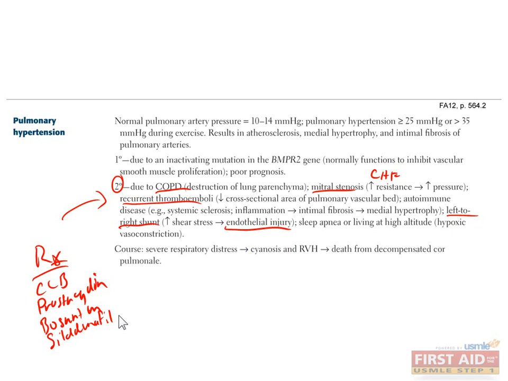Now over time you're going to get complications from pulmonary hypertension, and that includes what? Well, that's going to include things like cor pulmonale, right ventricular heart failure, and on physical exam you're going to see things like jugular venous distension, lower extremity edema, and hepatomegaly. And so at the end of the day, some patients may require a lung transplantation for survival.